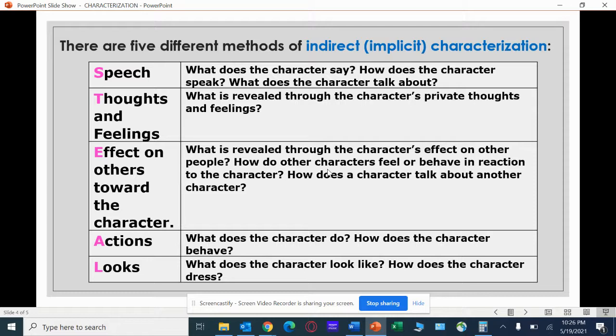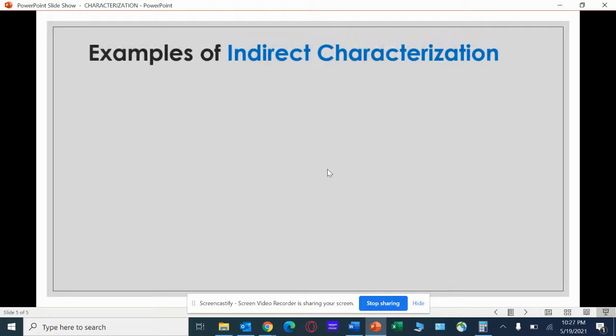Actions, of course, are very important. What does the character do? How does the character behave? And even, too, we could look at what the character is limited by in terms of action as well. Do they have any limitations with their agency, for example? And then looks, of course. How does the character look? How does the character dress? And so forth. So all these will help build characterizations. And again, Connell definitely uses a lot of indirect. So again, for the quiz and everything, I'll be curious to see what kind of examples you could come up with.